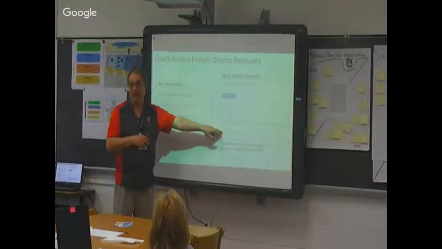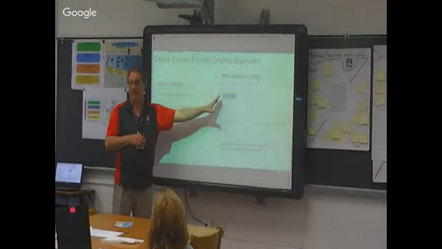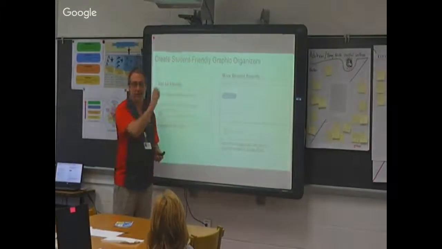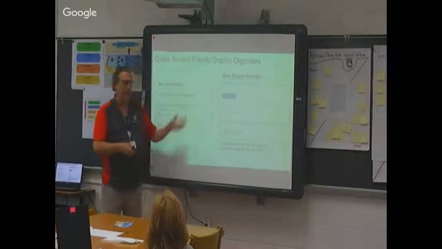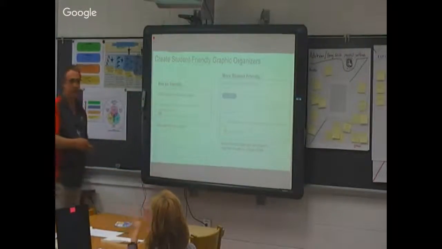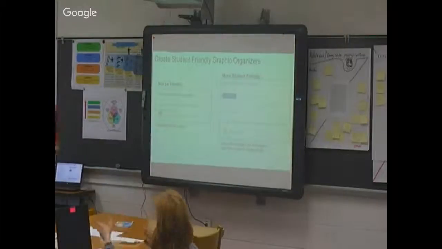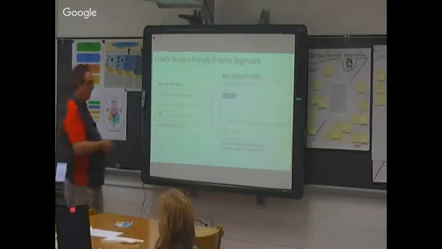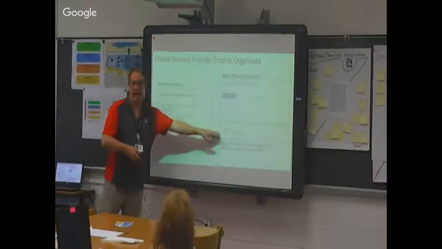Take a look at this Venn diagram that I've got here. It has actually drag and drop boxes with a word bank that they can click and drag. It took me like 10 minutes to recreate that. And this is way easier for kids.